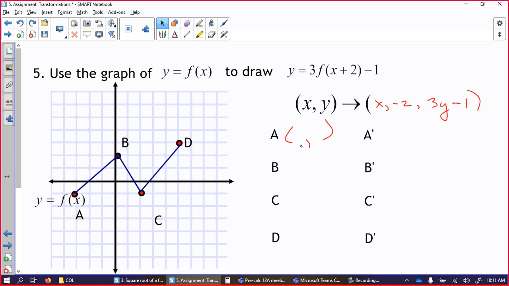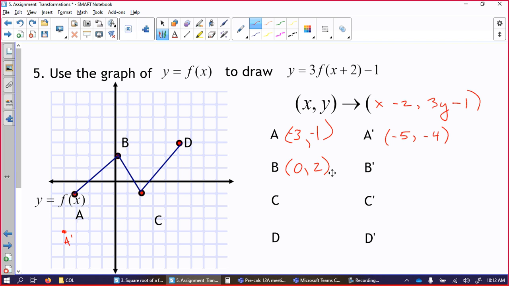So the point A is negative 3 and negative 1. So the new A point: x minus 2, so negative 3 minus 2 is negative 5. Negative 1 times 3 is negative 3, minus 1 is negative 4. So A prime is way down here. So you have to be given points on a graph to actually use them.